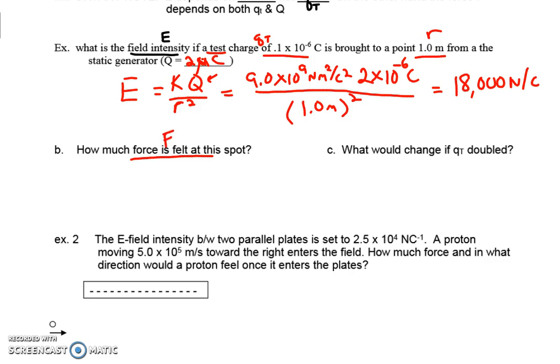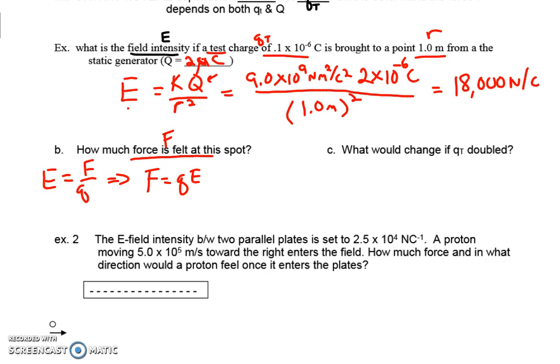Well, there are two ways we can do it. We could do Coulomb's law, or we could use the idea that the field intensity is a given at the spot. It doesn't matter what we bring there, we know what E is. So if E is equal to F over little q by definition, then I can rearrange that and say that F is equal to q times E. That's why we define field intensity. It's a number that is a given for a particular location based on the source of the field itself.